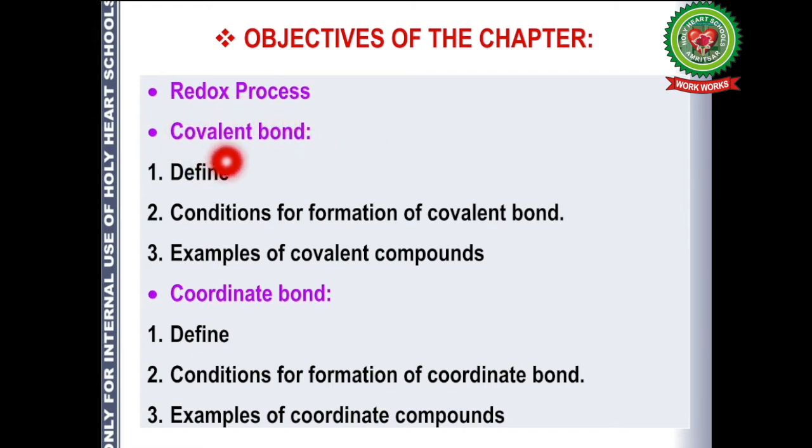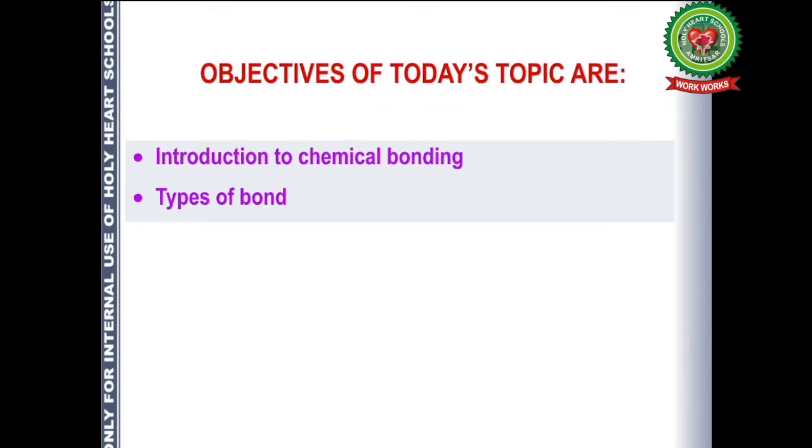The second type of bond that we are going to study is covalent bond. In that also we are going to cover the same things, definition, conditions and examples. The third type of bond that we are going to study in this chapter is coordinate bond, and in that we will be covering definition, conditions for its formation and examples of coordinate compounds. Today our objective will be that we are going to cover introduction and types of bond.